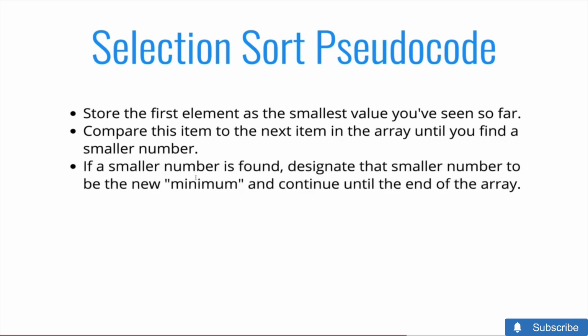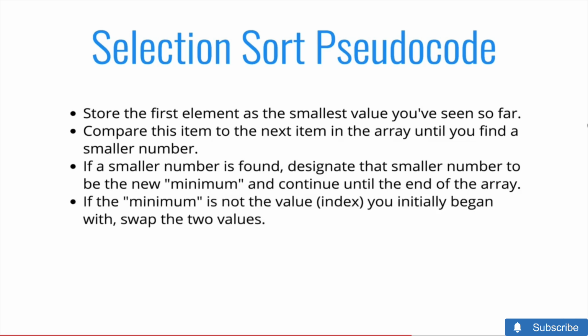So that's what we have here. If a smaller number is found, designate that smaller number to be the new minimum and continue until the end of the array. If the minimum is not the index you initially began with, which is why I put that there, then swap the two. Otherwise, if they are the same, it means that we happen to have an array where the first element was the smallest element. We just got lucky. Or maybe it's already sorted, which is not going to be good for selection sort. And then we just repeat this process.